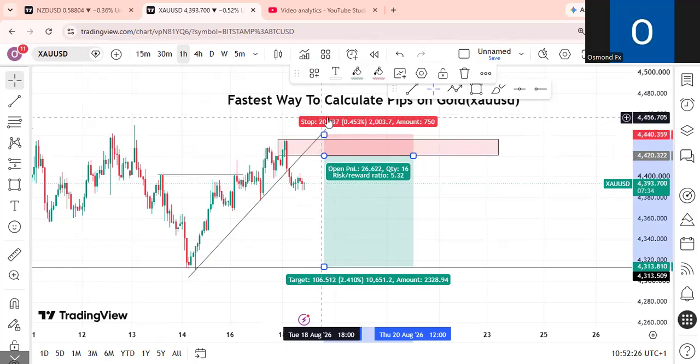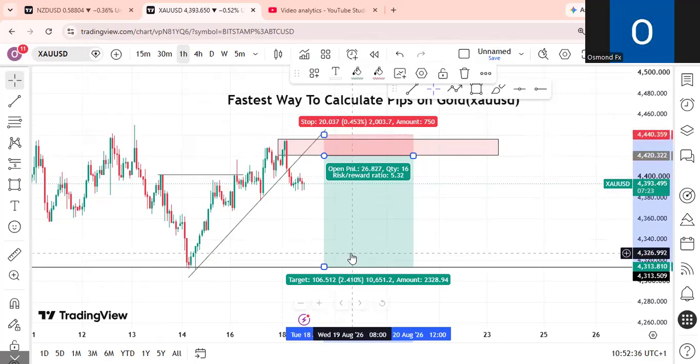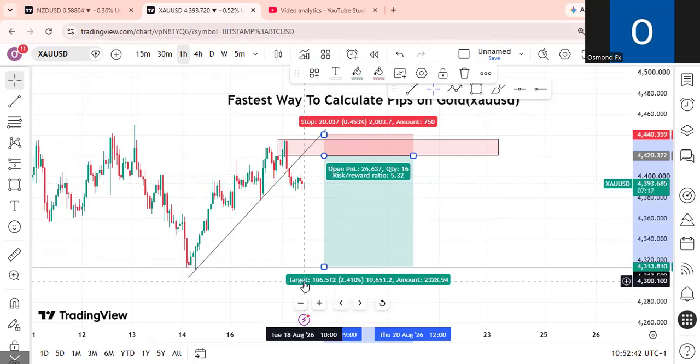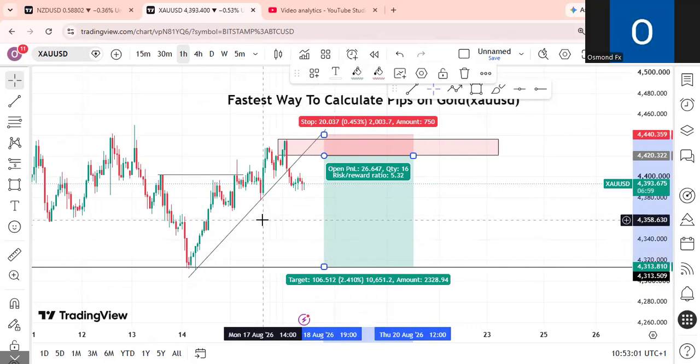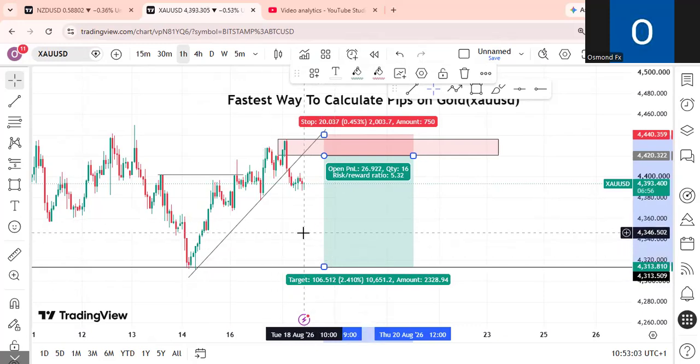So whatever number that the market gives you here, always multiply it by 10. So the stop loss is going to be 200 pips. All right. Then coming over to this TP, because this area is the target, you can see that we have 106. This 106 multiplied by 10, you're going to get 1,060 pips. So guys, using this tool makes it faster to calculate pips on gold.